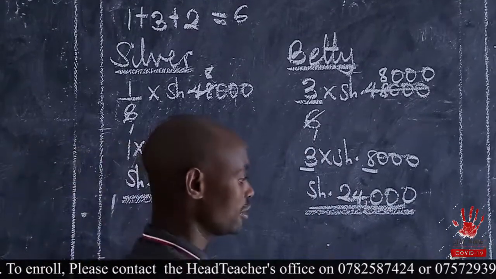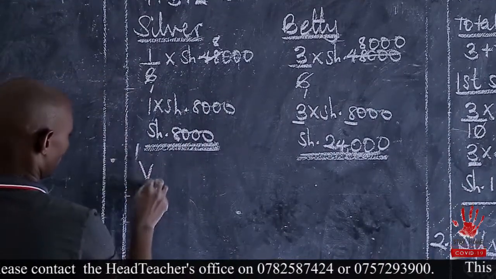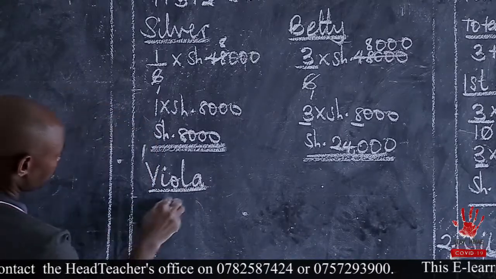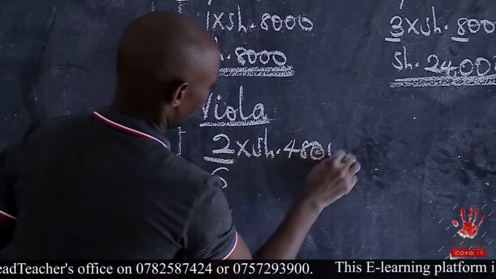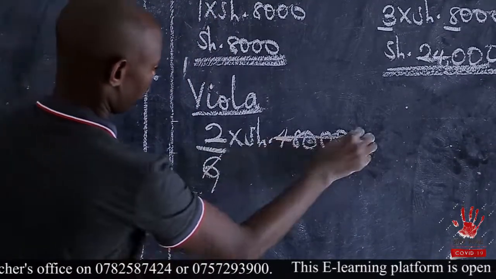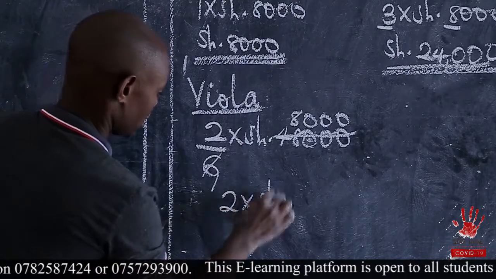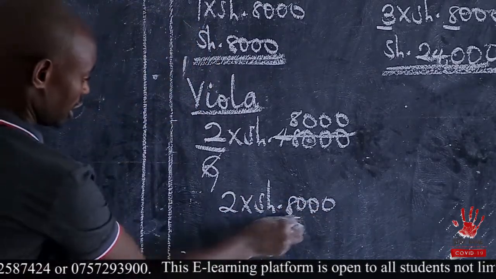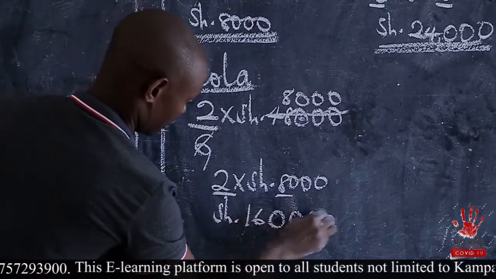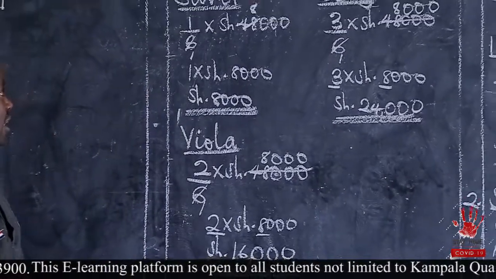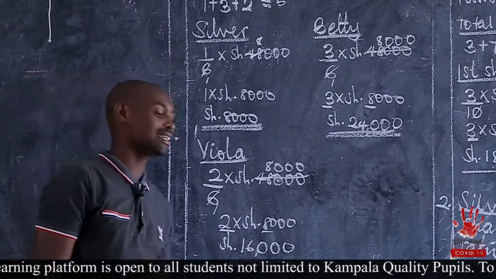And finally, we have Viola, the third name. So the third ratio is 2. So Viola got 2 out of the total ratio, which is 6, times 48,000 shillings. So by 6, 1, 48 divided by 6, we are getting 8, plus how many zeros? 3 zeros. So we have 2 times 8,000 shillings. 8 times 2, we are getting 16. Then plus 1, 2, 3 zeros. So in this case, we'll find that after sharing, Silver has this, Viola has this one, Betty has that one. That's what we basically looked at in our previous lesson.